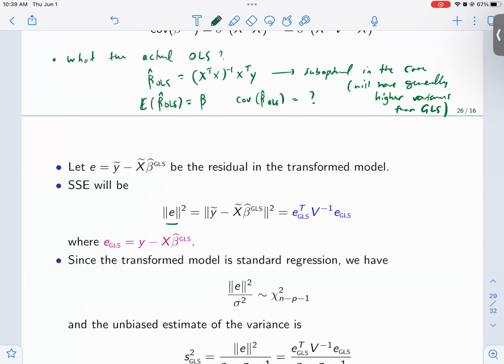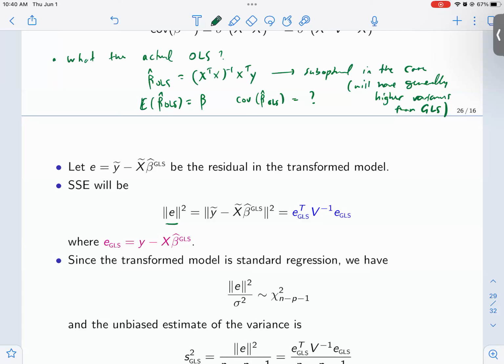So for example, if you look at the residual in the transform model, y tilde minus X tilde beta hat GLS, that residual divided by sigma squared will have a chi-square distribution with n minus p minus 1 degrees of freedom. Okay. If you look at this in terms of the original y and x, it would look like y.